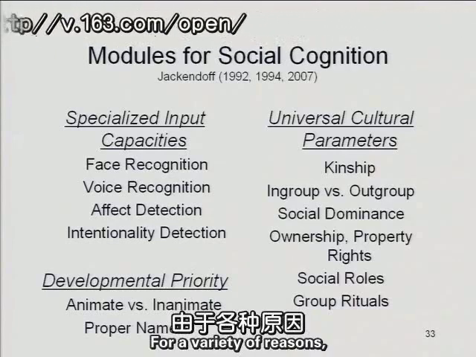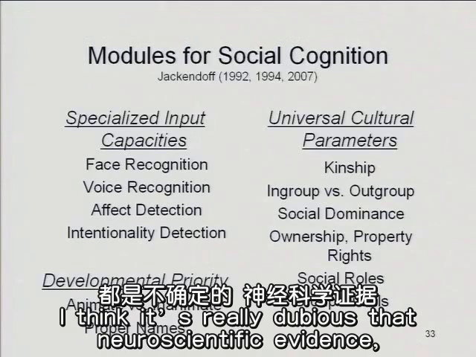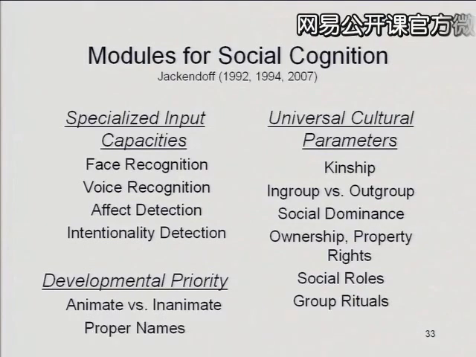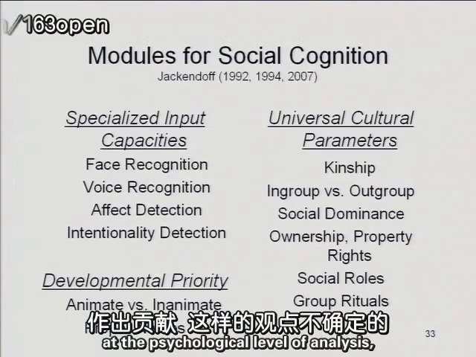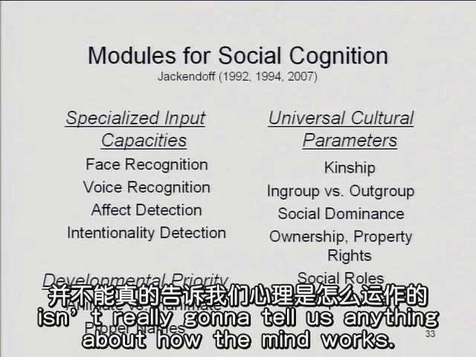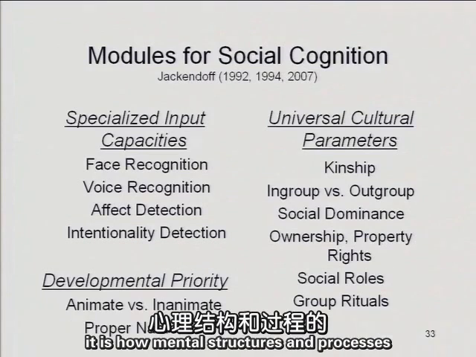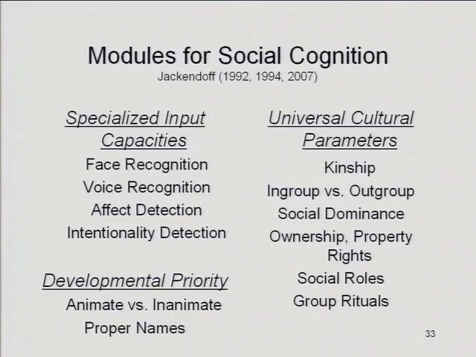For a variety of reasons, most of which I talked about a little bit last time, I think it's really dubious that neuroscientific evidence, that is, evidence about biological structure and function, can actually make a contribution to theory at the psychological level of analysis. That is, knowledge about how the brain works isn't really going to tell us anything about how the mind works. However, if what you want to know is how the brain does it, that is, how mental structures and processes are represented and implemented in brain tissue, well, neuroscience is the way to go, okay?